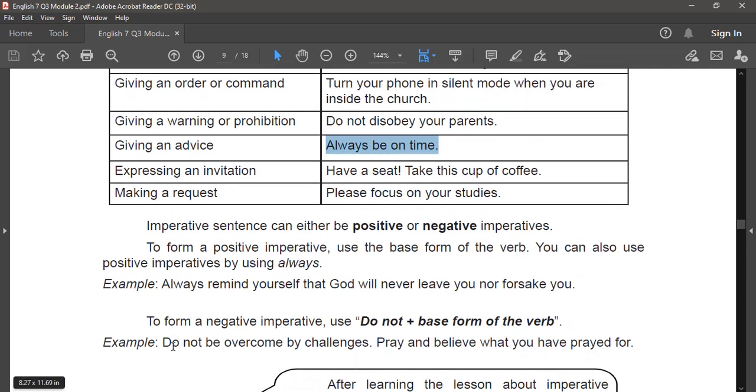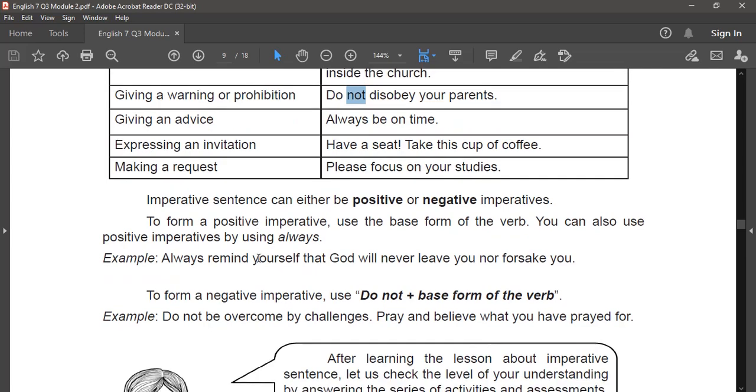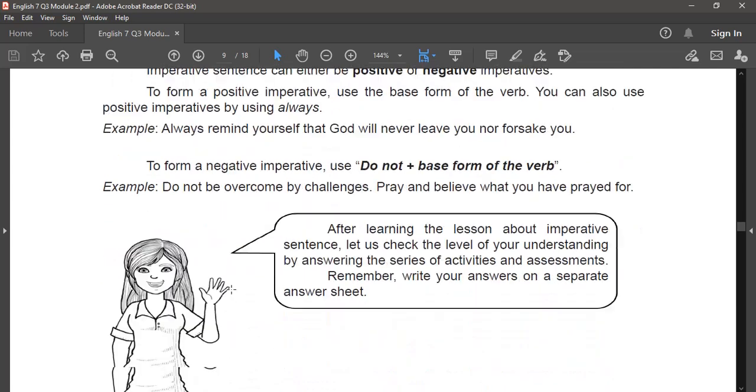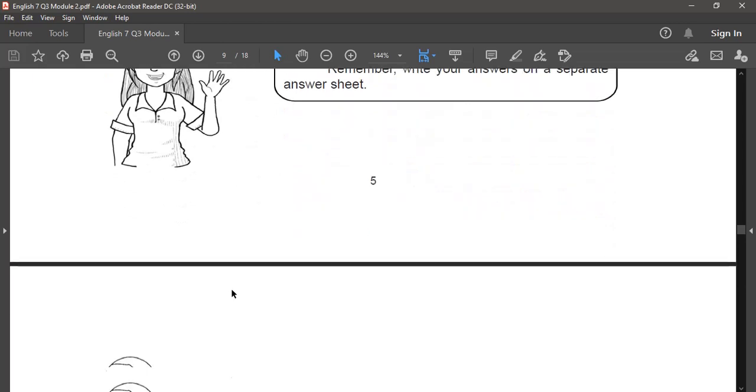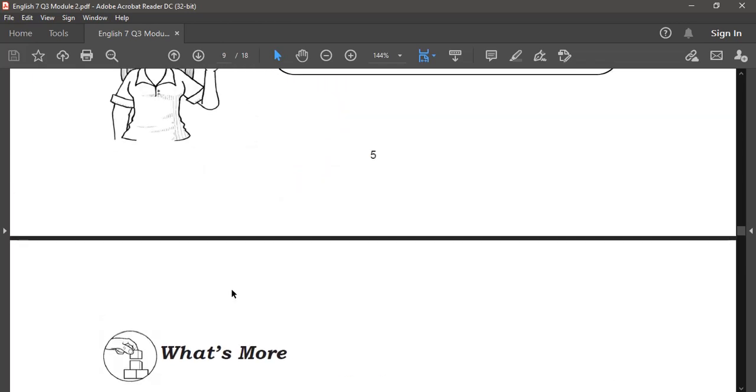Just like this one, do not be overcome by challenges. Pray and believe what you have prayed for. So that is a negative imperative. Usually, a negative imperative has not or never. So they are negative. Obvious naman, negative yung sentence, kaya merong not. Okay, so that is our lesson for this module.